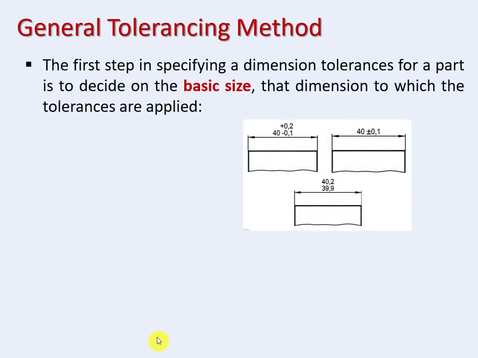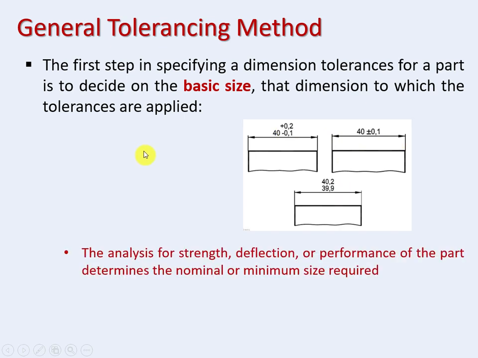Now, guys, how can we write the tolerance? The first thing in specifying dimension tolerance for a part is to decide the basic size. As I told you, it depends on the designer's calculations. The dimension to which tolerance is applied, as you see, this is the basic size, 40 as an example, from the equation in design, assembly, functionality, everything. And this is the permissible variation. You can write it like this or like that or like that. It's up to you.